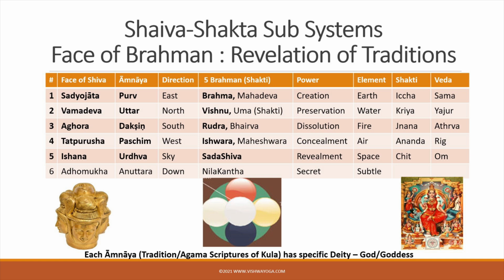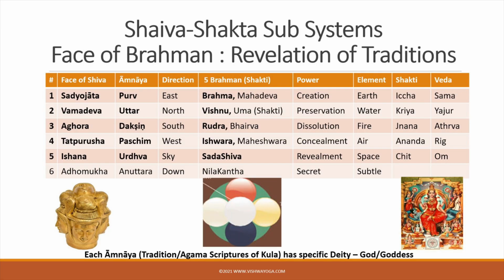But in Shakta tradition, the same 5 faces are said to be the manifestation of Devi or Adi Shakti as Brahma, Vishnu, Rudra, Ishvara and Sadashiva. For the sake of simplicity, I have mapped them together as close as possible. However, some texts may vary but convey the same concept. My goal here is to share this complex subject in the simplest way possible.